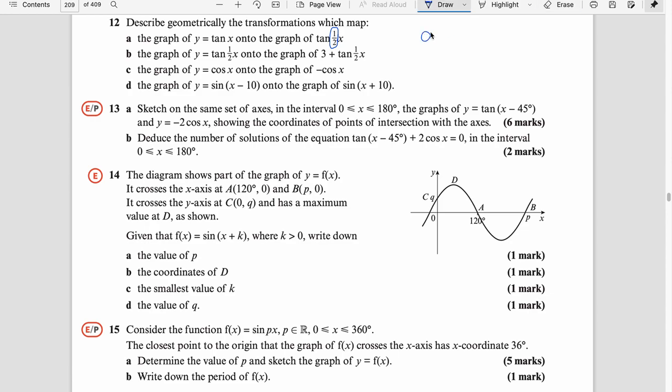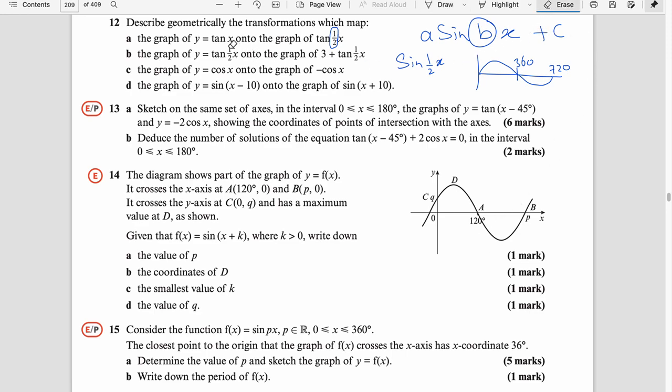What was the role of this b in sin bx plus c? If it is 3, that means we get to see 3 cycles in 360. If it is 4, we get to see 4 cycles in 360. So if it is half, we get to see half a cycle in 360. For example, for sine of half x, we will get to see half a cycle in 360. That means this is 360 and this is 720.